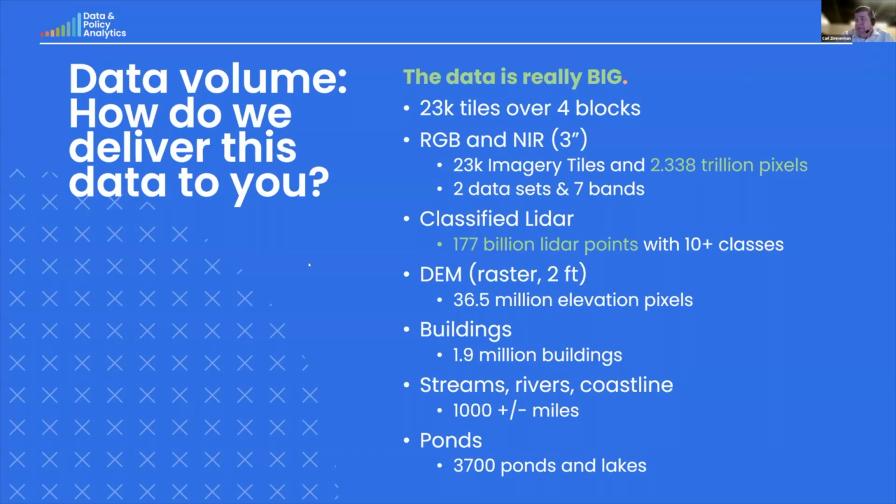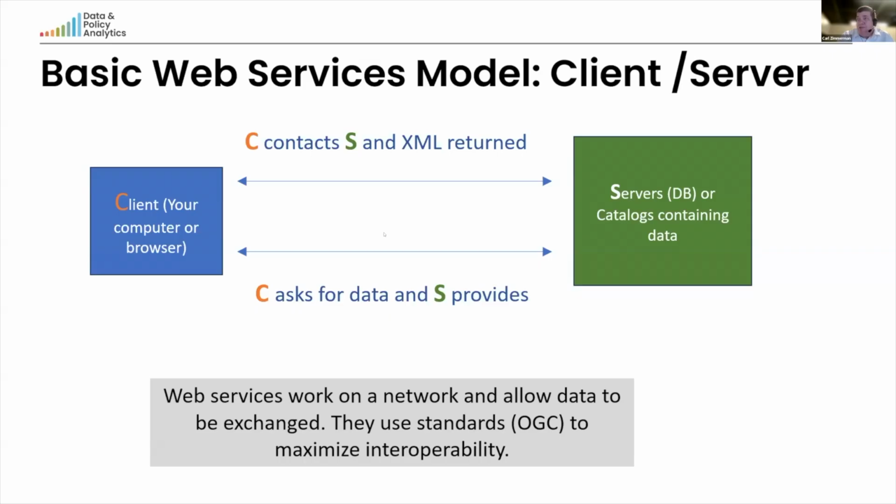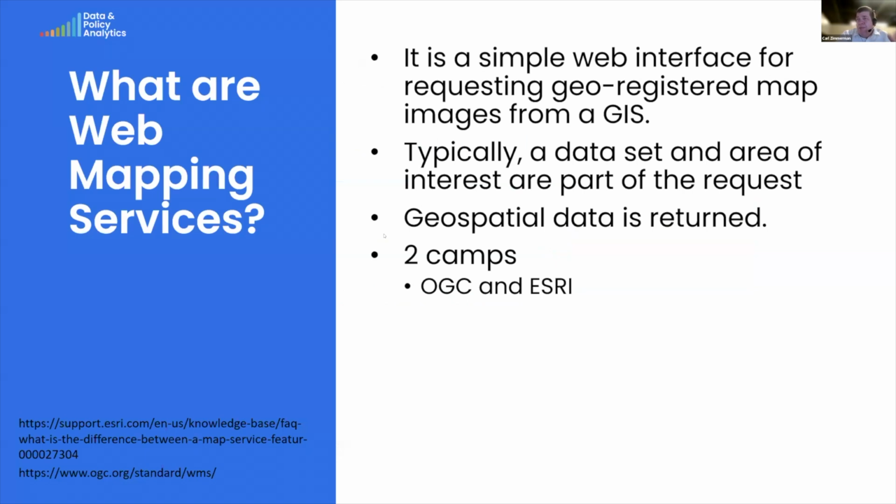Again, we're talking 2.3 trillion pixels. What do you do with that? You don't. That's why we have Emily and her service for us. Okay. So kind of a basic definition of web mapping service. This is the academic in me. I like to go back to basic definitions. It's a simple web interface that allows you to request a map image from a GIS.